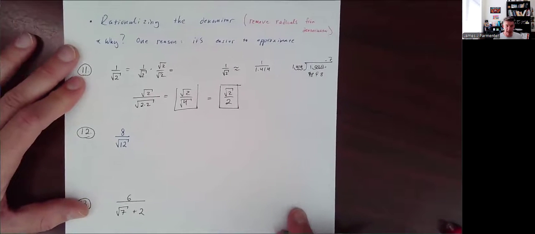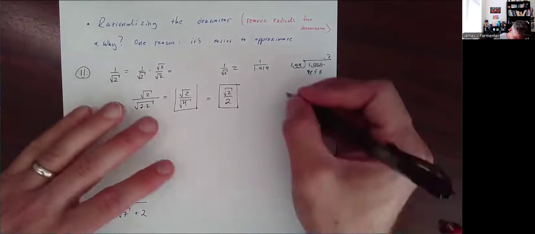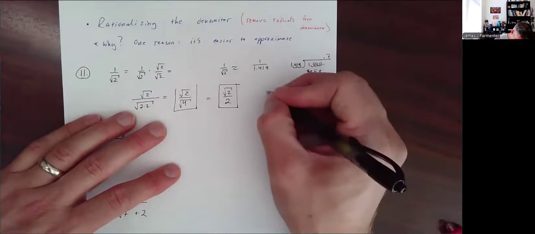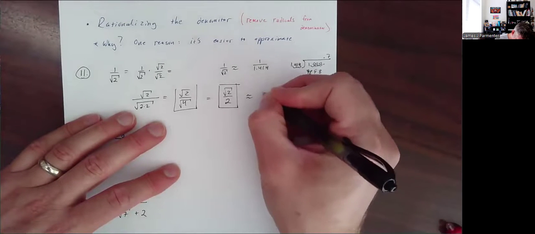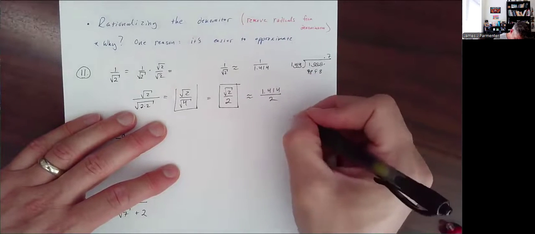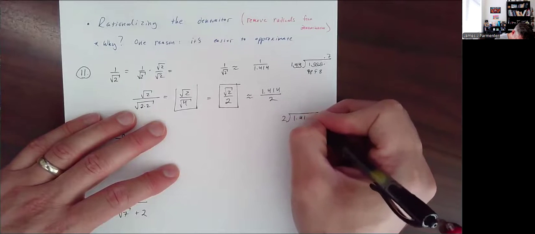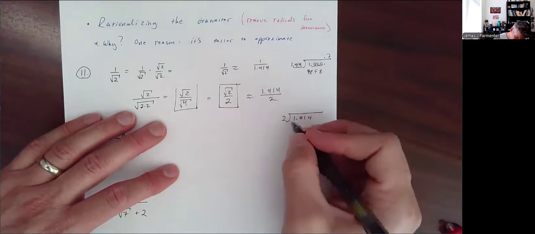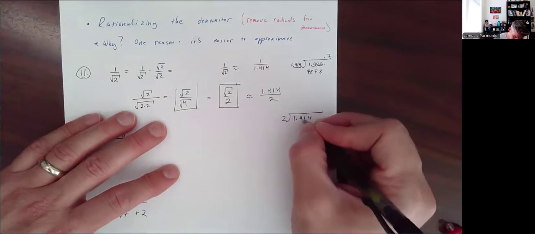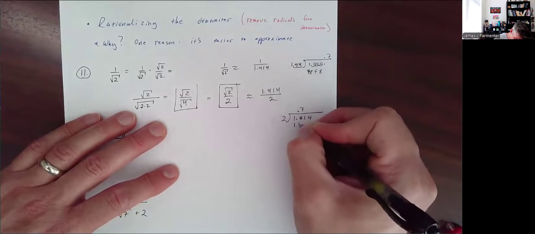And now the nice thing about writing it this way is it's much, much easier to do the division if we're trying to approximate it. If you're trying to do this, equal to approximately 1.414 divided by 2, it is much, much easier to divide by a single digit divisor. And right, so 2 goes into 14 7 times. 7 times 2 is 14.